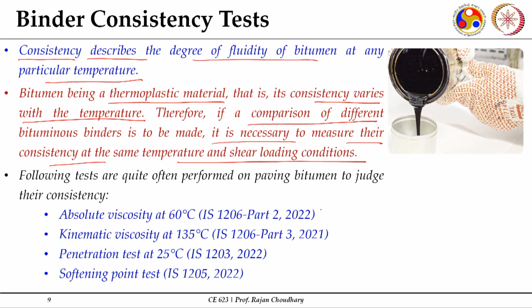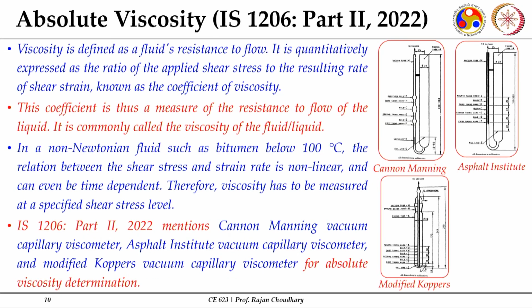There are 4 tests which are widely used. One is absolute viscosity measurement done at 60 degrees centigrade. Second is kinematic viscosity measurement done at 135 degrees centigrade. The other test is penetration test done at 25 degrees centigrade, and the fourth one is the softening point test. These are 4 widely preferred tests for determining the consistency of bitumen.